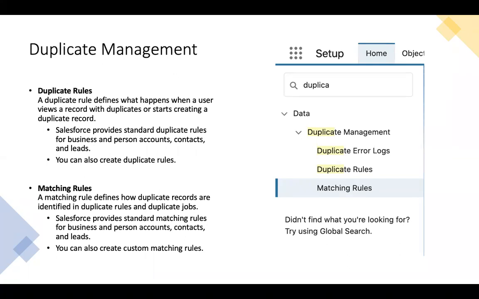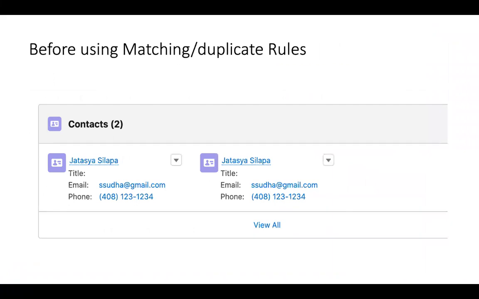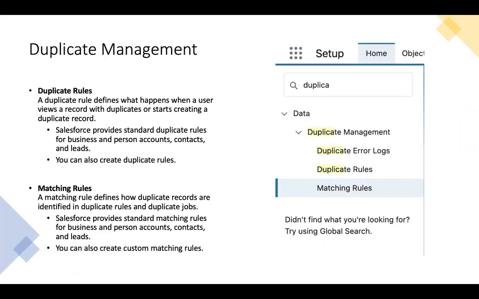So for duplicate records, there are two kinds of rules: matching rules and duplicate rules. Matching rules help you avoid creating duplicates, but what to do with those duplicates is what duplicate rules define. I'll tell you again: matching rules define how duplicate records are identified. So if you create a duplicate, I'll show you here. Okay, we'll go further regarding that.